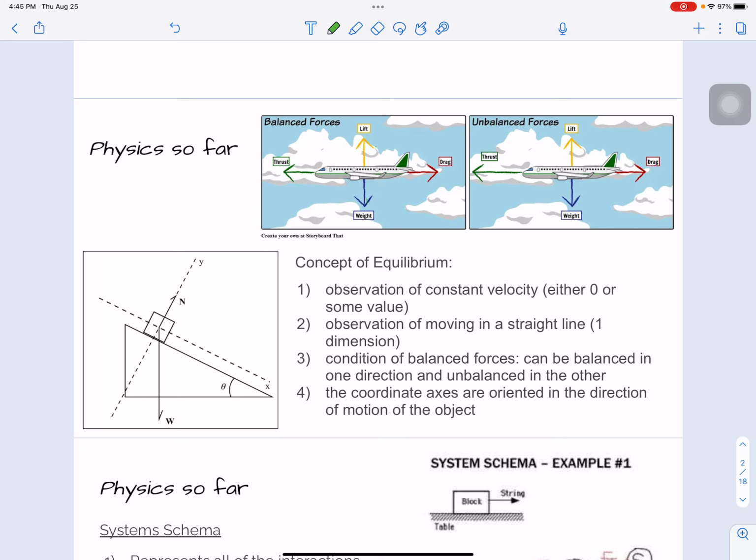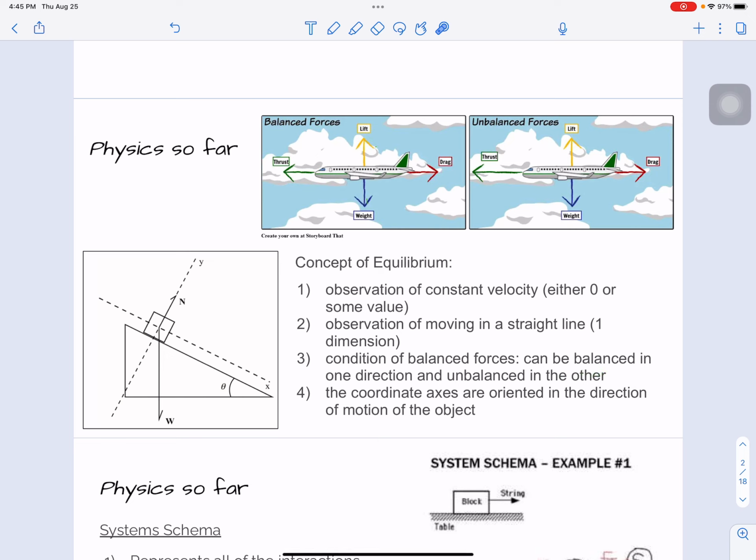And the other thing, someone, I think this was third period, noted that our object was only moving in a straight line in one dimension, and that is also characteristic of equilibrium. The condition that caused that was we had balanced forces. And one of the things that I tried to point out on the solutions review is that forces can be balanced in one direction and unbalanced in the other.